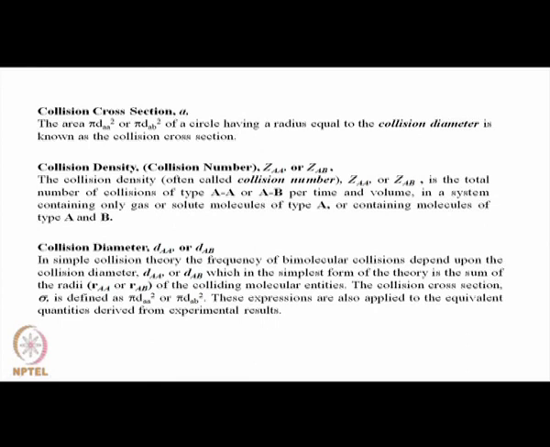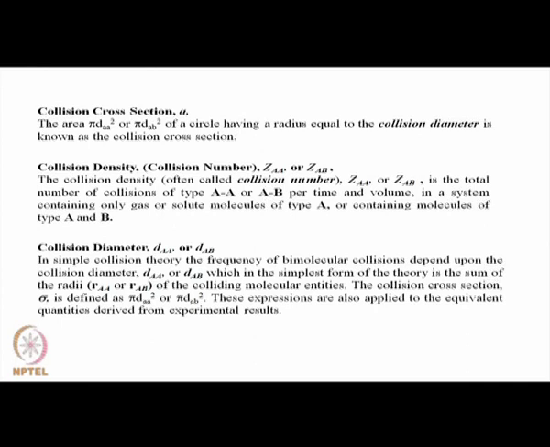Now a few terms will be important here. One is collision cross section, which is the area, pi dA squared or pi dAB squared, of a circle having the radius equal to the collision diameter.